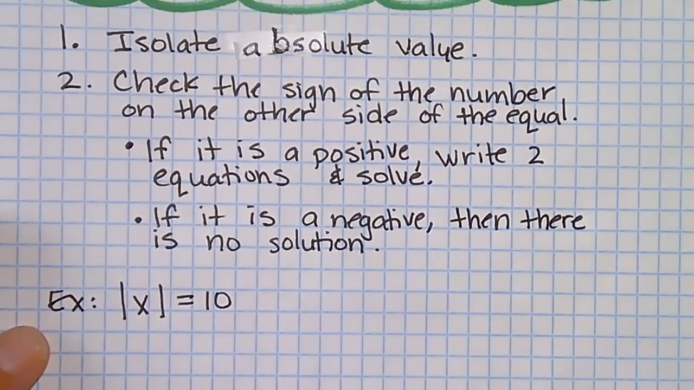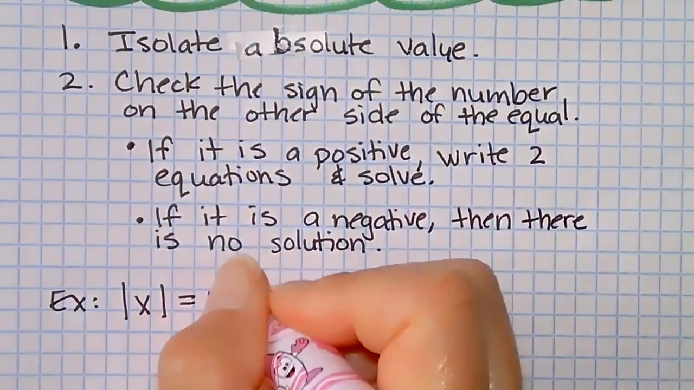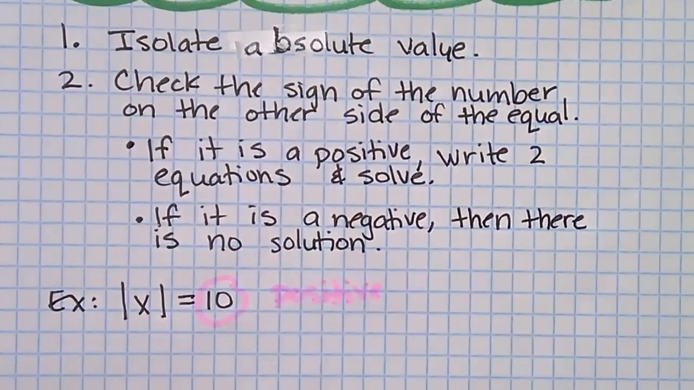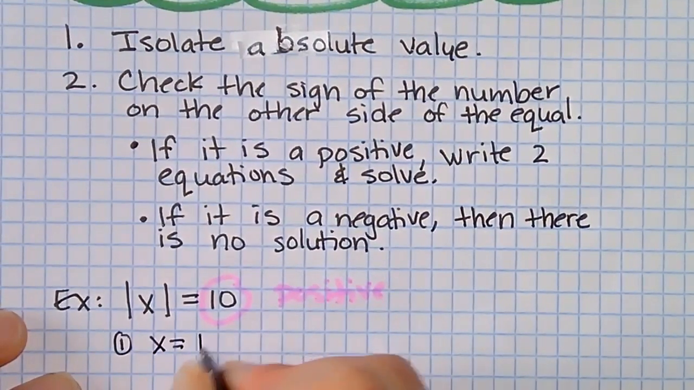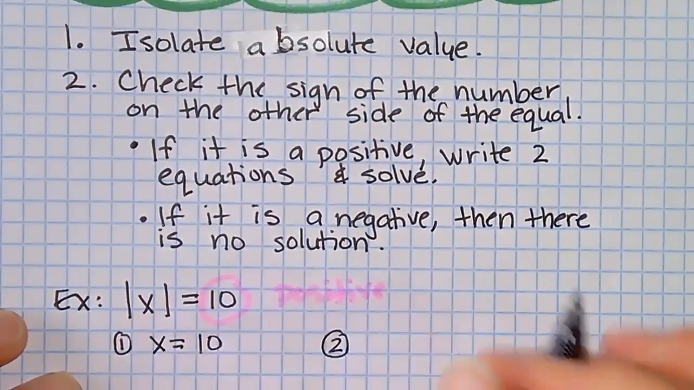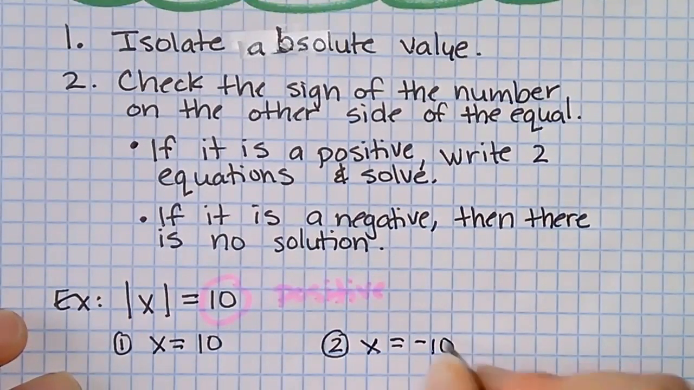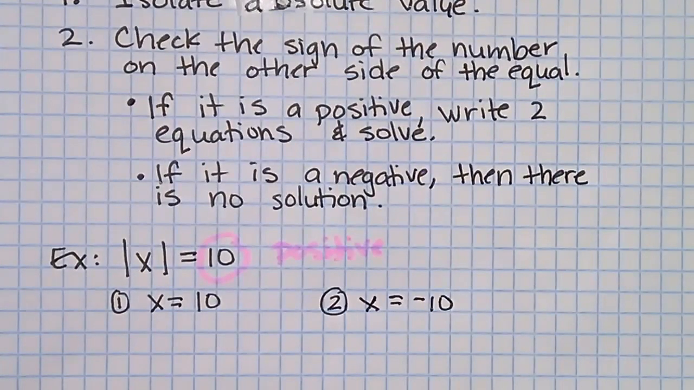Second thing to do is to check the sign on the other side. Check to see if it's positive or negative. This is positive, so you're going to write your two equations. You're going to take what's inside the absolute value and set it equal to the 10. The second equation, you're again going to take what's inside the absolute value, x, but this time set it equal to negative 10, because you could have had a 10 or a negative 10.